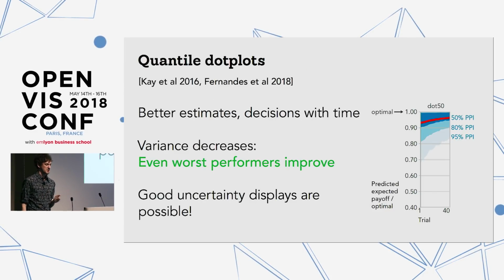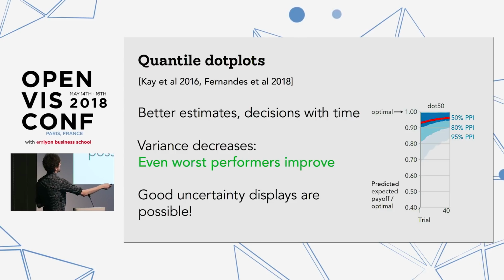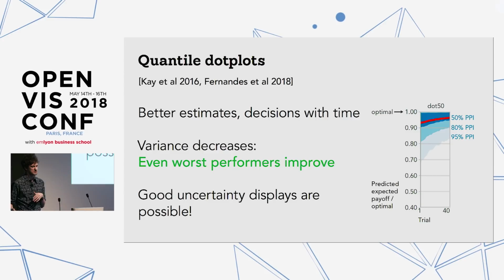It turns out if you use representations like this, people make better estimates. They can extract probabilities better from these visualizations. They can also make better decisions. So we've run incentivized experiments on these sorts of things. They make better decisions, and also even the worst performers improve. So people can learn how to use these sorts of things. So all of this is to say good uncertainty displays are possible. They're also typically a little bit weird.